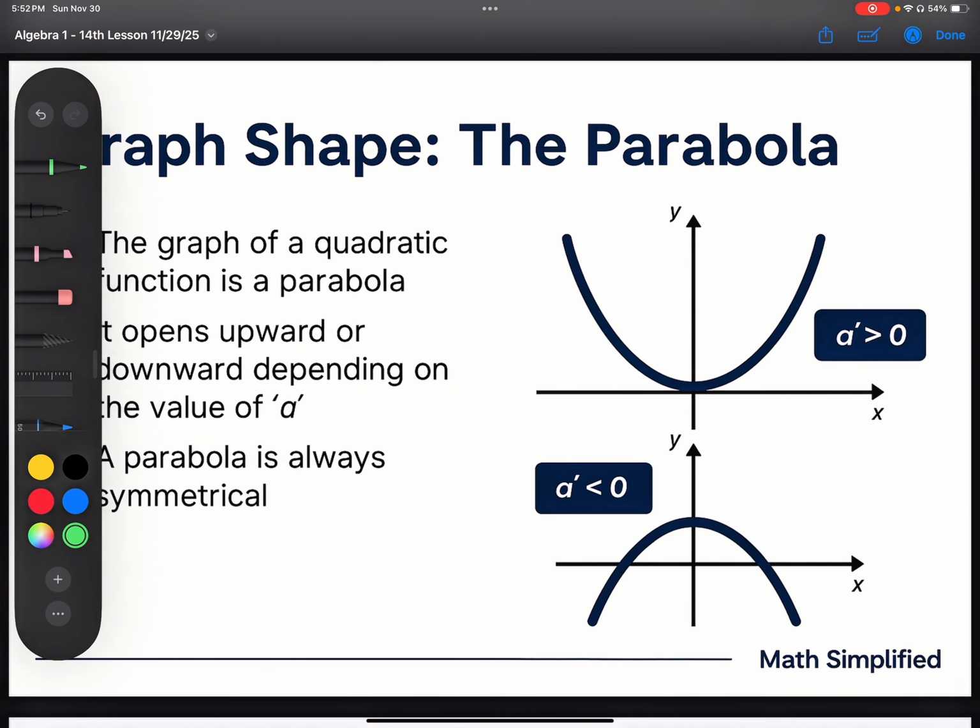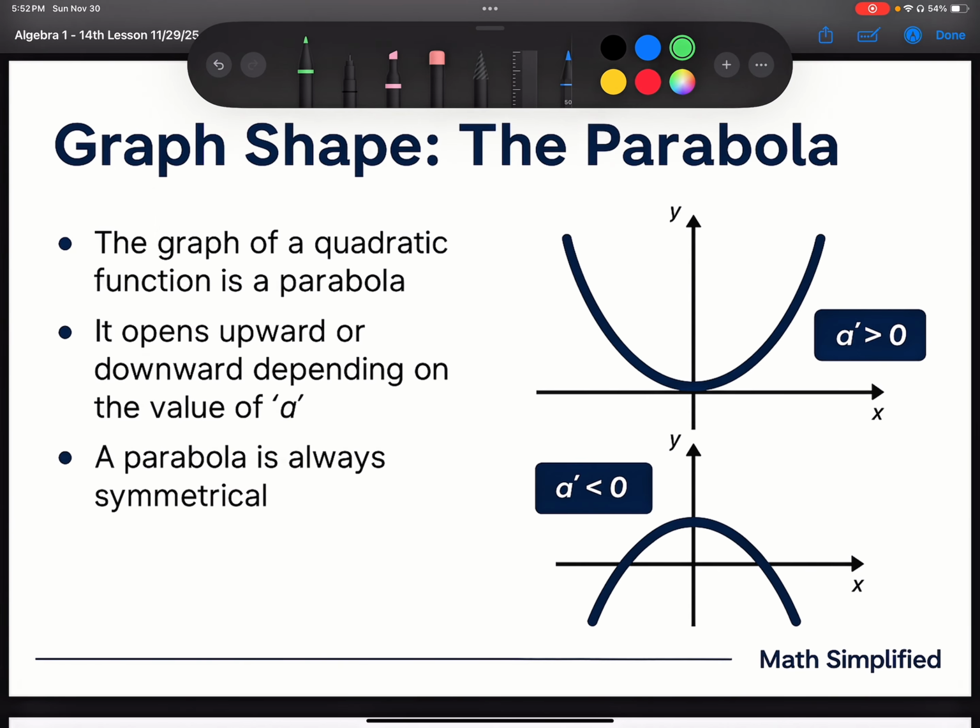So like I said earlier, the graph shape is a parabola, meaning it would either look like a U or an upside down U, okay? And the graph opens upward or downward depending on the value of a. Let's say a is greater than 0, which means it's a positive a. That means it goes up, and if it's negative, it goes down, okay? A parabola is always symmetrical. You notice it's symmetrical here, and it's also symmetrical here.